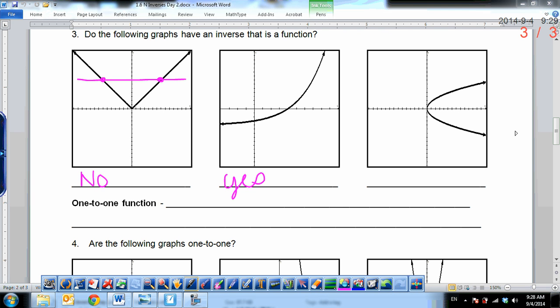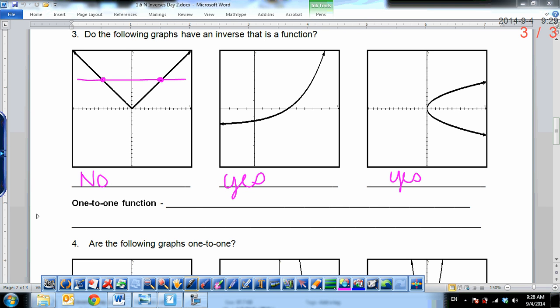Okay, look at this one. Does that pass the horizontal line test? Yeah. So is the inverse a function? Is the original a function? No. So we've now seen that the original can be a function and have an inverse that is not, or the original cannot be a function but have an inverse that is. Both are accepted. We call something a one-to-one function if both the original and the inverse are functions.